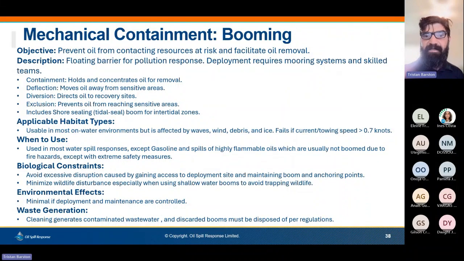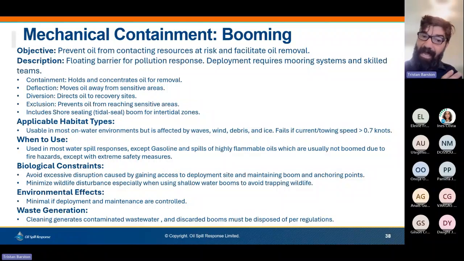On a number of drills, exercises, and actual responses that I've been on, one of the main problems that I've seen is where the boom goes to the bank of the river, of the lake, of the estuary. The bottom of our typical boom, once it starts impacting the riverbed, will become entangled and the oil will go past there. So there are a number of ways that we can prevent this happening. Obviously, the simple way is using sandbags and sorbent material to get out to the depth where the boom then becomes effective. There are specialist shore sealing booms.